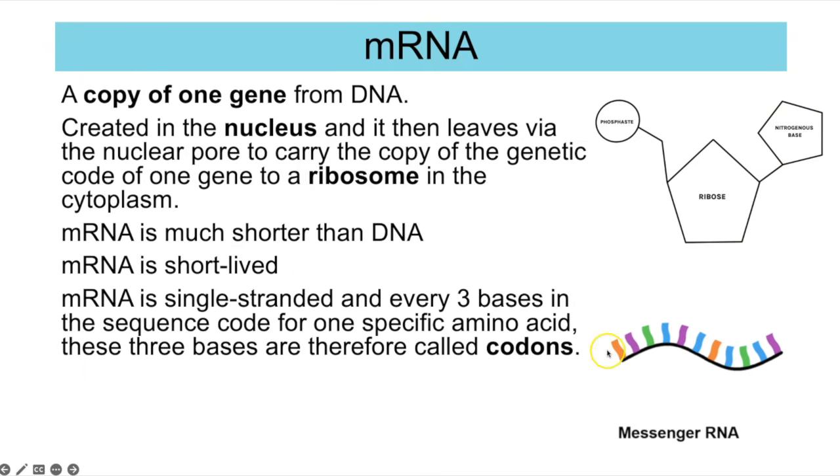And it is single-stranded. It forms a straight line, and every 3 bases on your mRNA sequence is known as a codon. So 3 consecutive bases on mRNA, which code for one specific amino acid, is known as a codon.